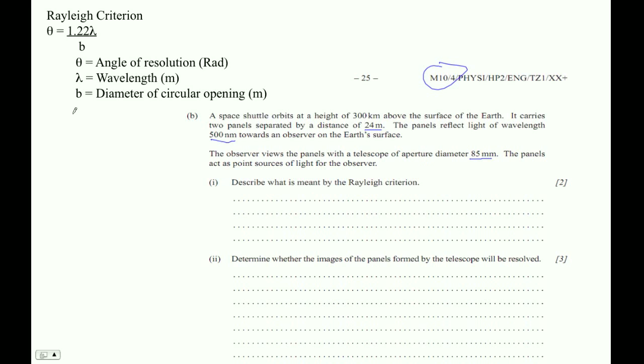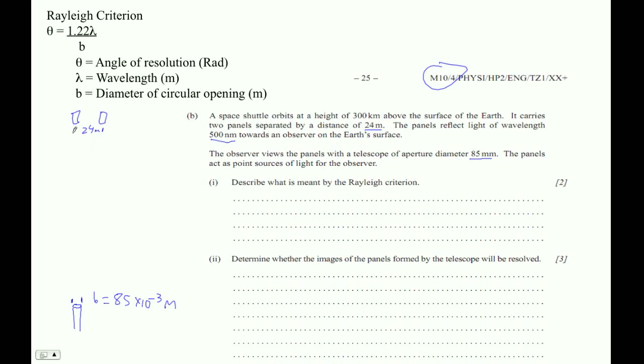So what we're saying is, here are these panels. They're 24 meters apart from each other, and they are 300 kilometers above, and we're watching through this little telescope like this. So our b here is equal to 85 times 10 to the minus third meters. That's millimeters converted, and that's 24 meters.